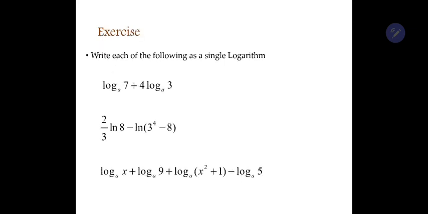Right, so now there are 3 questions for you. These are the exercises. I want you to answer these questions and share your answers with me.